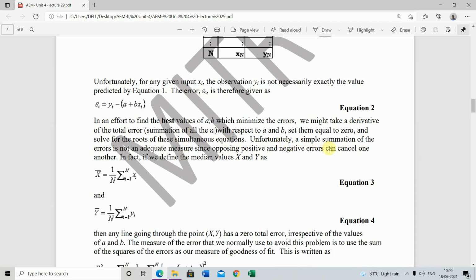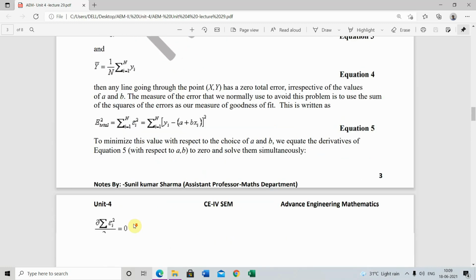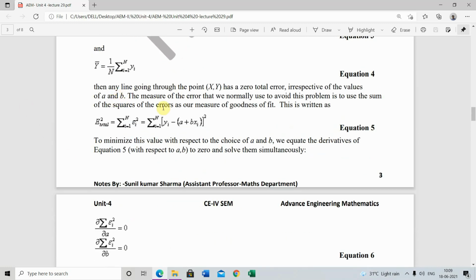Unfortunately, a simple summation of the errors is not an adequate measure since opposing positive and negative errors can cancel one another. In fact, if we define the mean values of x and y as x bar equals 1 upon n summation i equals 1 to n xi, and y bar equals 1 upon n summation i equals 1 to n yi, these are equations 3 and 4.